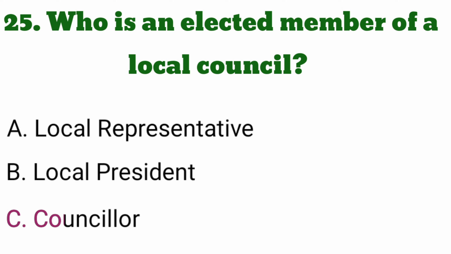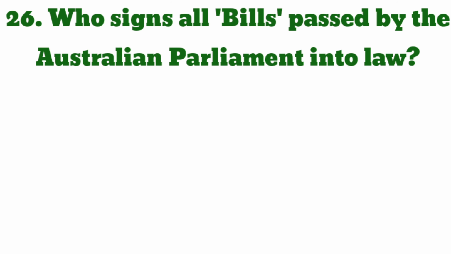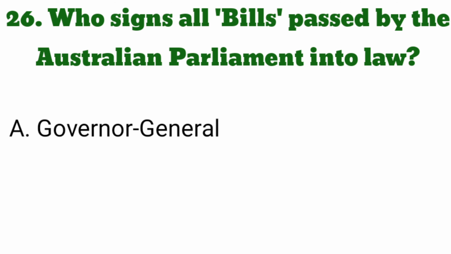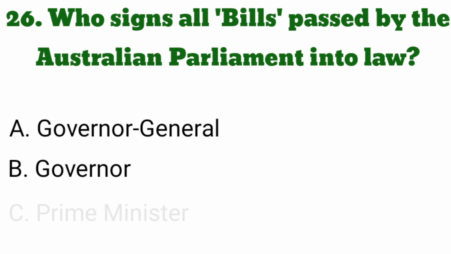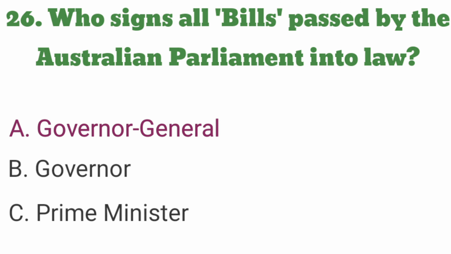The answer is letter C, Councillor. Number 26. Who signs all bills passed by the Australian Parliament into law? Letter A, Governor General. Letter B, Governor. Letter C, Prime Minister. The answer is letter A, Governor General.